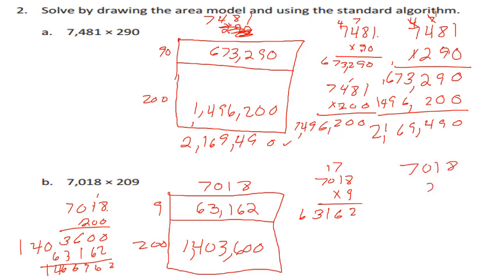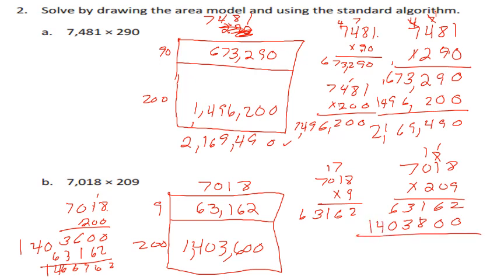7,018 times 209. 9 times 8 is 72, carry 7. 9 times 1 is 9, and 7 is 16, carry 1. 9 times 0 is 0, and 1. 9 times 7 is 63. So our first partial product checks. Put our two placeholders for 100, and now 2 times 8 is 16. We carry our 1. 2 times 1 is 2, and 1 is 3. 2 times 0 is 0, and 2 times 7 is 14.